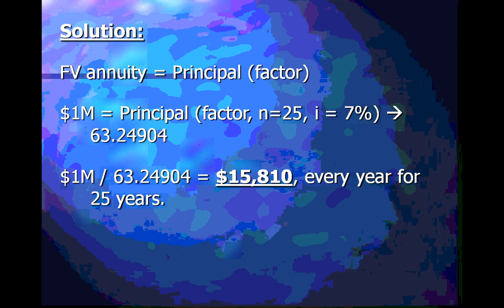It would be $15,000 short. And on the very last payment, that payment would bring it up to the $1 million amount. It wouldn't have any time to collect interest. But that's how these future value problems work.